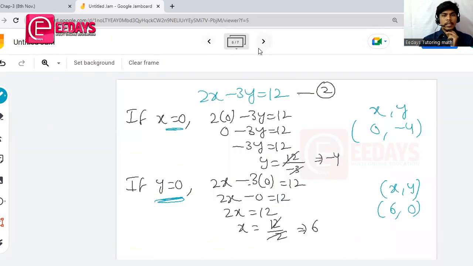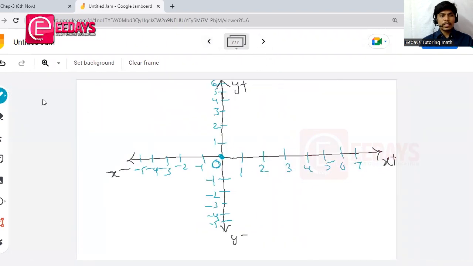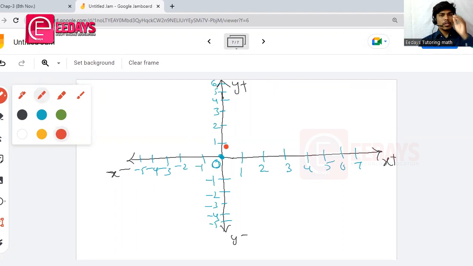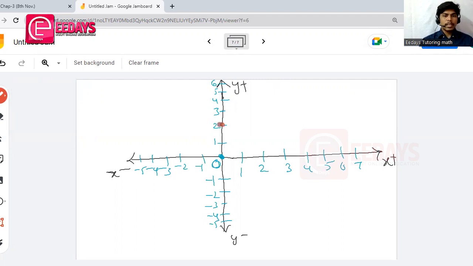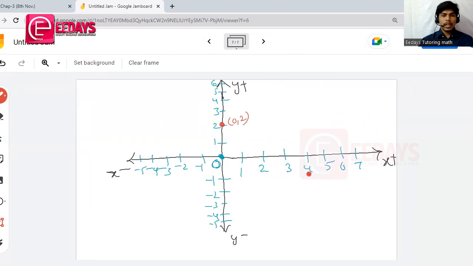Here, x plus 3y is equal to 6. We got 0, comma 2. Let's represent 0, comma 2, which is nothing but x value 0, y value 2. So we can represent it here. I'm doing the first equation. Another point is 6, comma 0, which is where the y value is 0. That's why you can represent 6, comma 0 here.